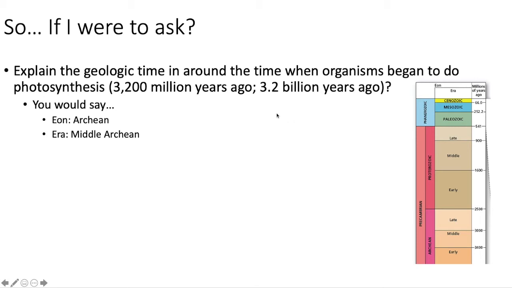What about the time whenever organisms just began to photosynthesize? This would be 3.2 billion years ago. You would say, okay, if you want to start at the super eon level, we would say we're in the Precambrian. And then we would go to the eon, which is going to be the Archean. And then the era is going to be the middle Archean, which is right here.